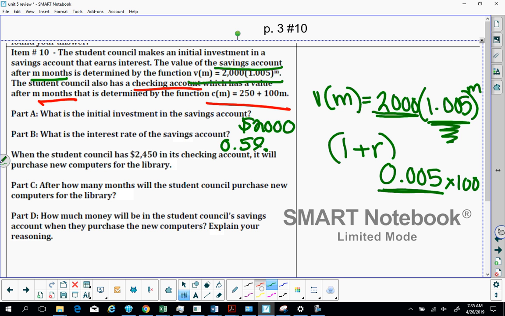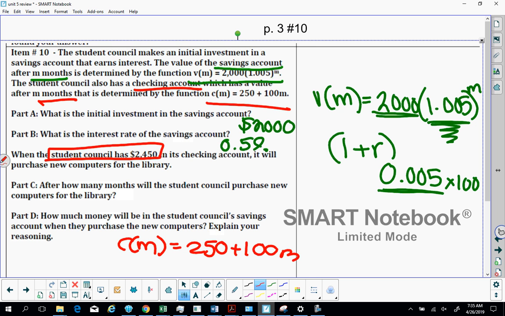So when I'm looking at the checking account, I know I'm looking at the red equation. They're saying that they're waiting till they have that much money in order to get the computer. So I know I'm looking at that formula right there for that equation. I know right here that M means months. So that means that this is the cost. And since this is money, I would plug that in for C of M.